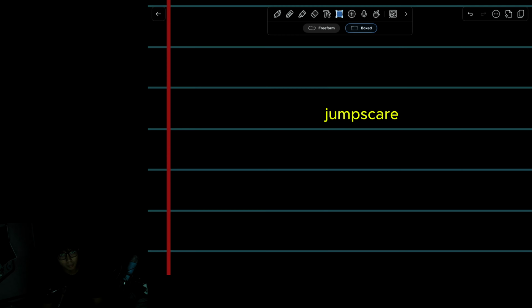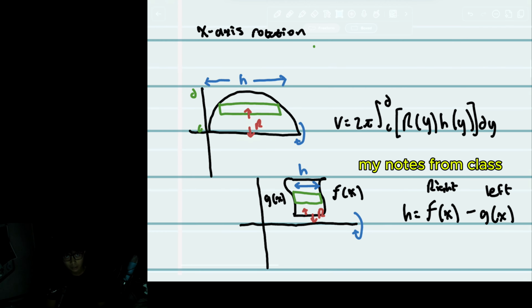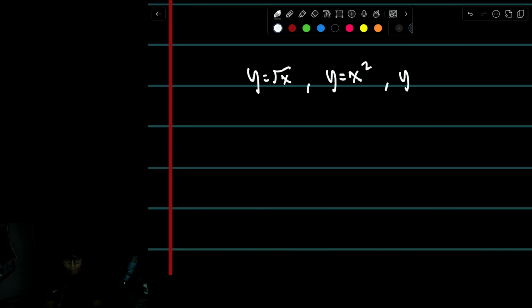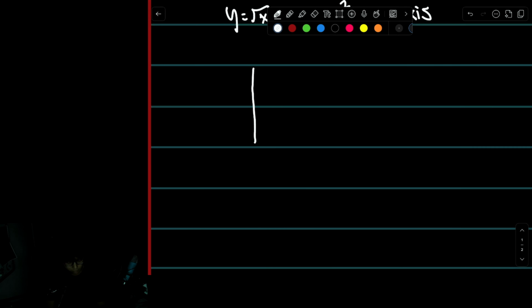I just wanted to do one more problem where our shell method is now bounded by two curves, and it's not too much different because our height is literally just right minus left or top minus bottom. So let's make our two equations y equals the square root of x and y equals x squared, and rotate it about the y-axis. Now we graph these real quick, and this is our region we're finding, rotated about the y-axis. So you can see this rectangle is parallel to the y-axis like this.